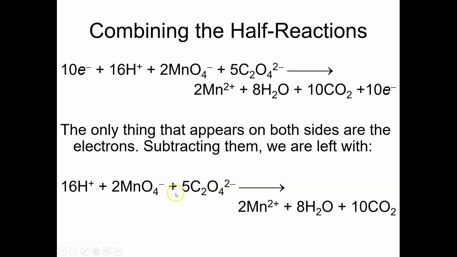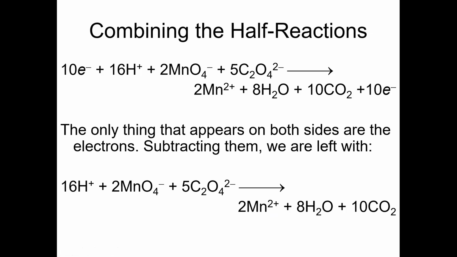I've got 5 times 2 is 10 carbons here. I've got 10 times 1 is 10 carbons there. I've got 8 plus 20, 28 oxygens. The total charge on this side is 5 times -2, -10, plus 2 more -1s makes -12. -12 plus a +16 gives me a +4, and 2 times +2 gives me a +4. So I'm fully balanced and I'm done.